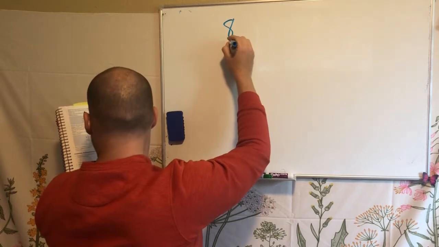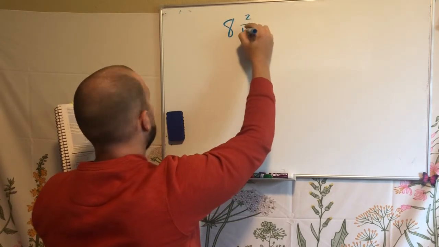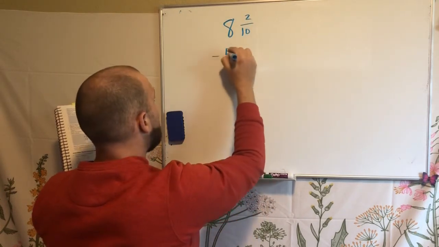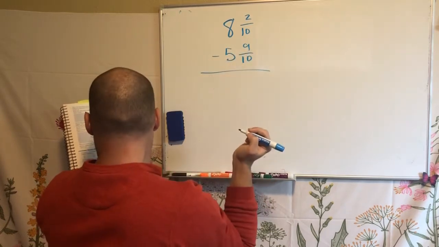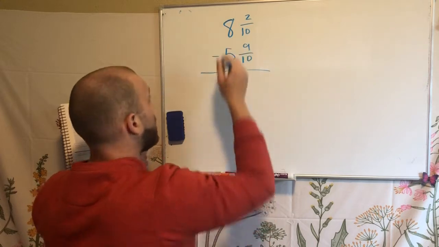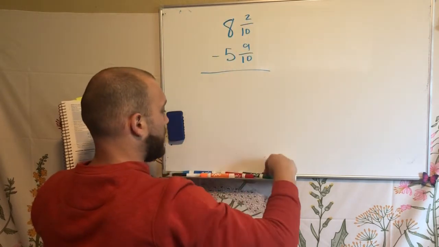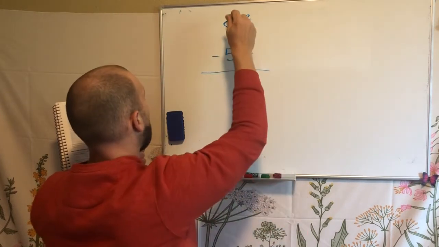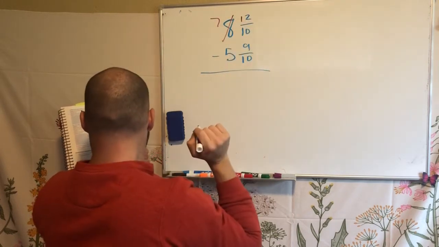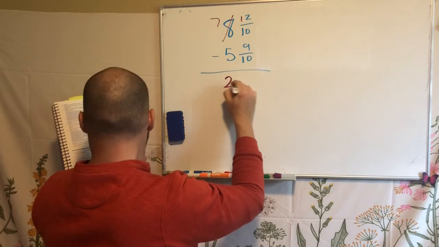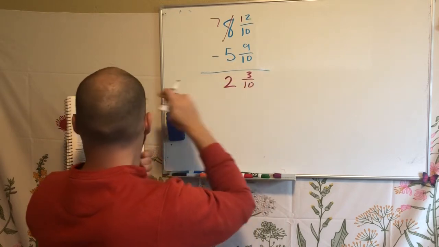So, what you did is 8 2/10 minus 5 9/10. So, you would have crossed this out, different color. 7, added 10 over here to have 12. And your answer would have been 2 3/10.